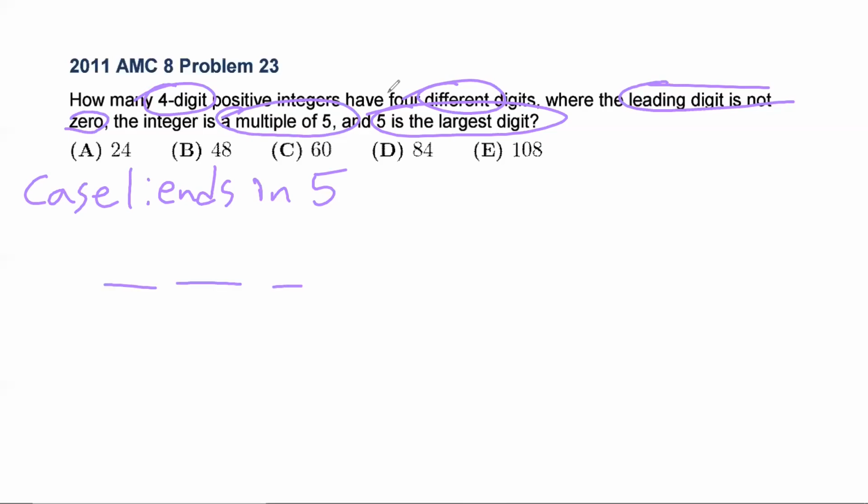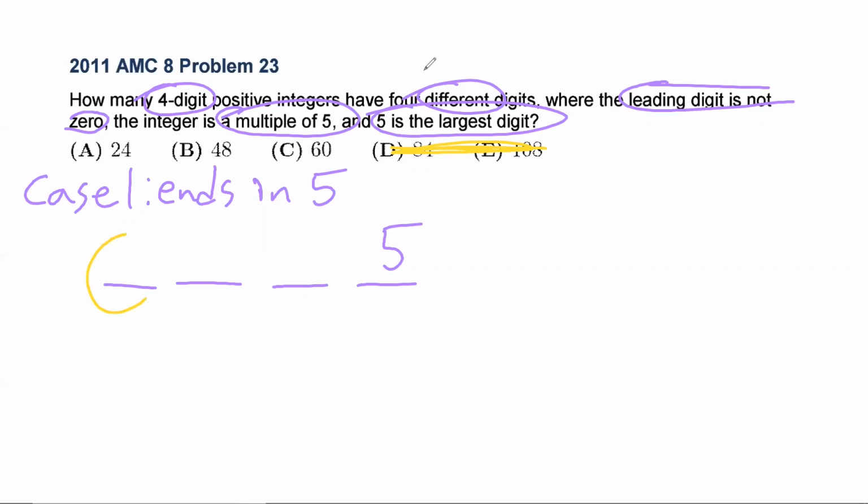1, 2, 3, 4. 5 is here. So once we put 5 down, the condition here that 5 is the largest digit is satisfied already. So we just have to make sure that the other digits are no bigger than 5. And because the digits are different, the other digits can't be 5 either. So they have to be 0, 1, 2, 3, or 4.